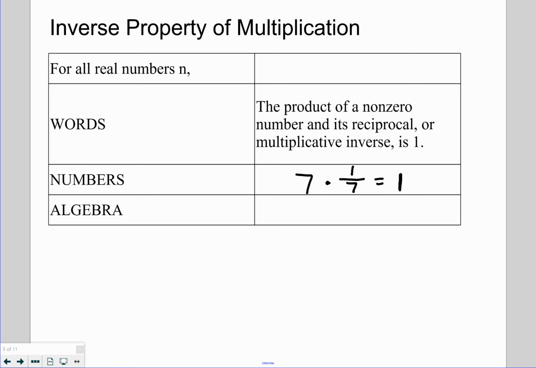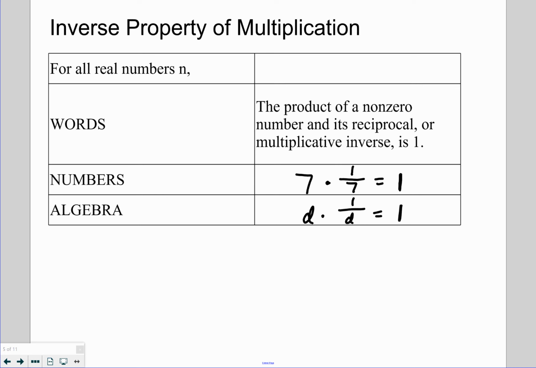It's easy, but what, you're going to put a letter in it? Yeah, I'm going to use the letter. Let's use D for Daniel. D times 1 over D is 1. That's the inverse property of multiplication. So that's 2 inverse properties we just talked about.